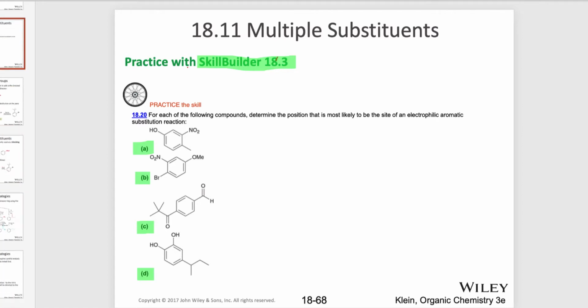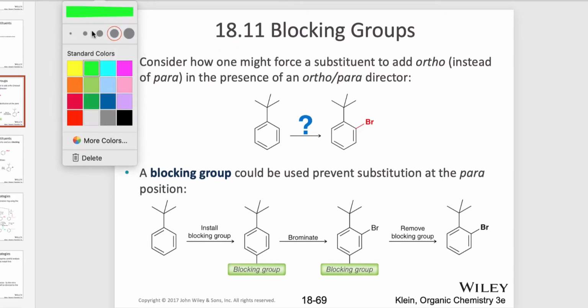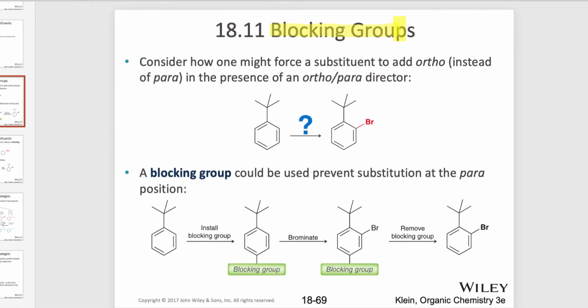So let's move on to the next slide. Here, this is a rather different concept. So now in this section, we are talking about blocking groups. Remember how we have looked at different effects of the groups, and now to make this very practical, we want to understand how we can control substitution patterns.